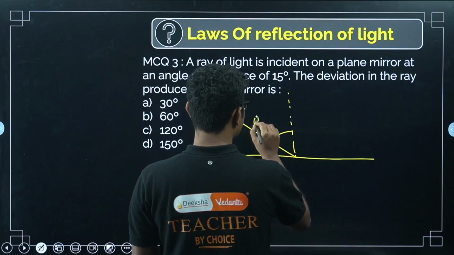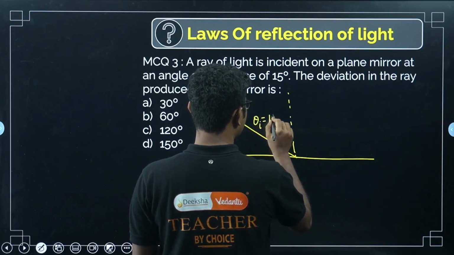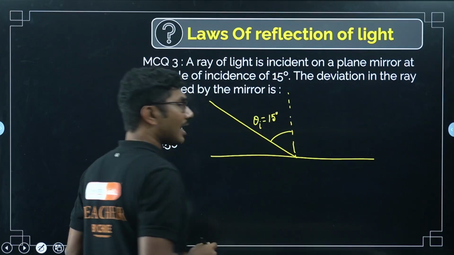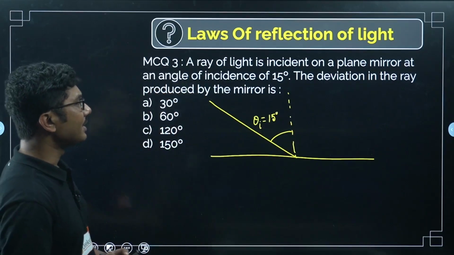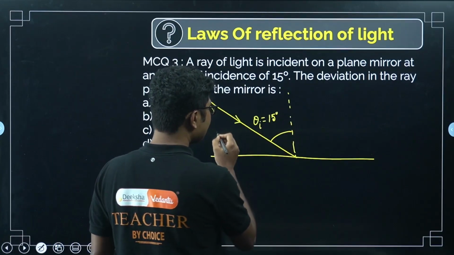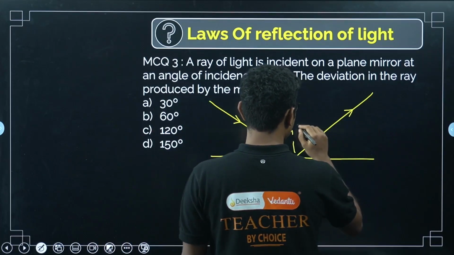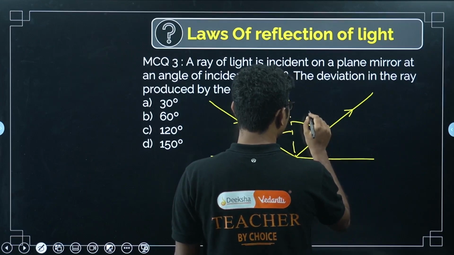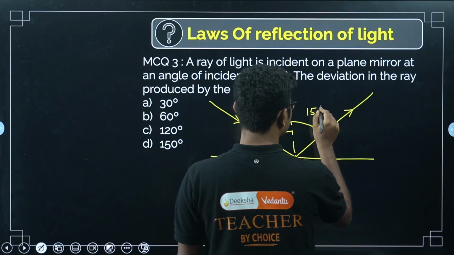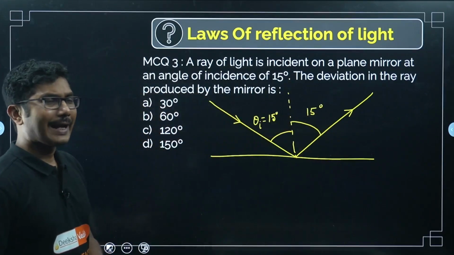So angle of incidence theta I is given as 15 degrees. Okay, they have asked you what would be the angle of deviation. So after incidence it will be reflected, right? It will be reflected back, and that angle of reflection will also be equal to 15 degrees. Right? Now what does angle of deviation mean?